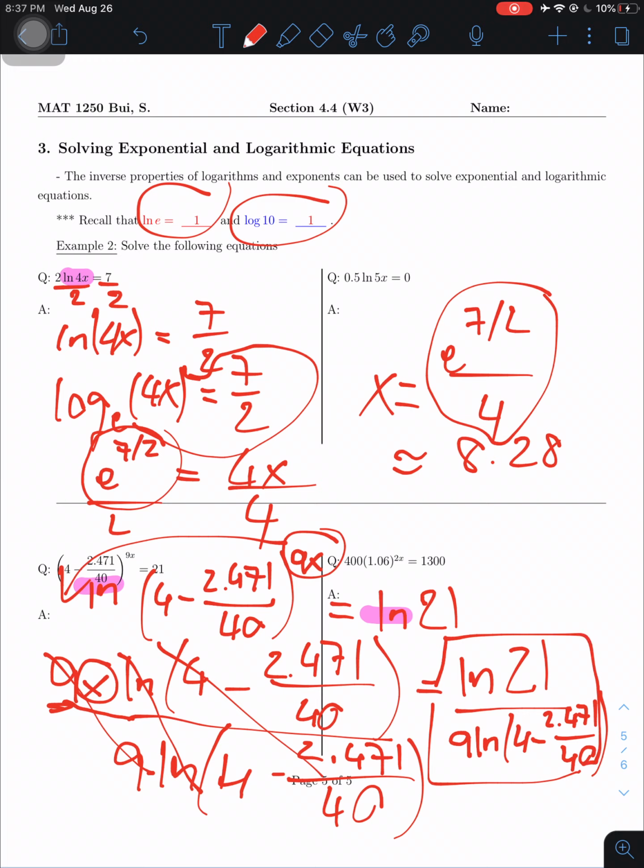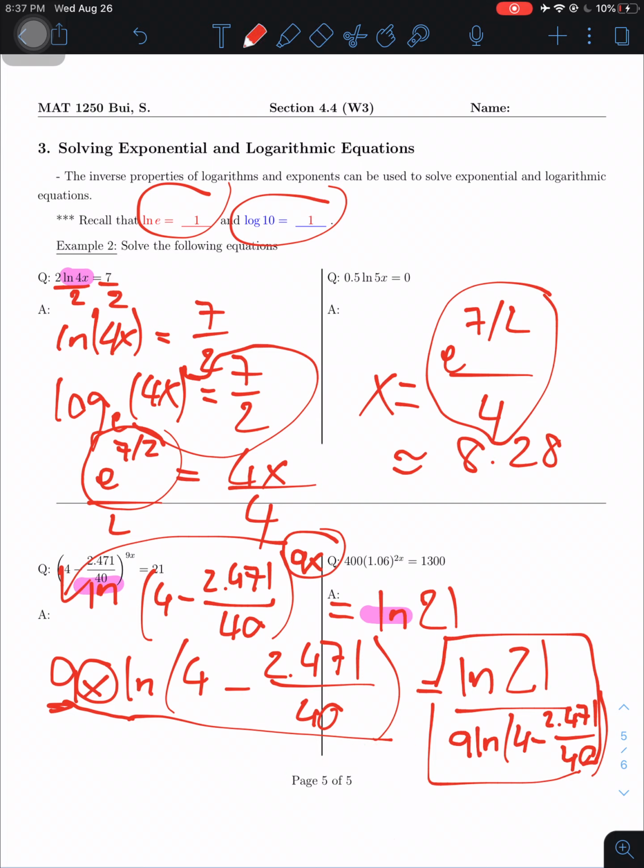But if this looks too ugly for you, let's backtrack a little bit on this step. If you don't want to do it the way I just did, you can plug 9 times ln whatever into the calculator. So 9x, and then this number, if you plug ln of 4 minus 2.471 divided by 40 into the calculator, you're going to get 1.37.